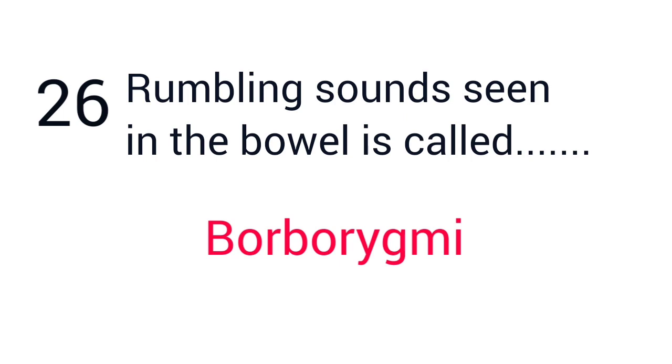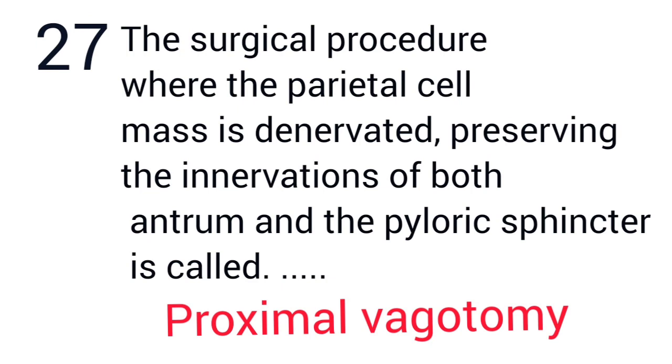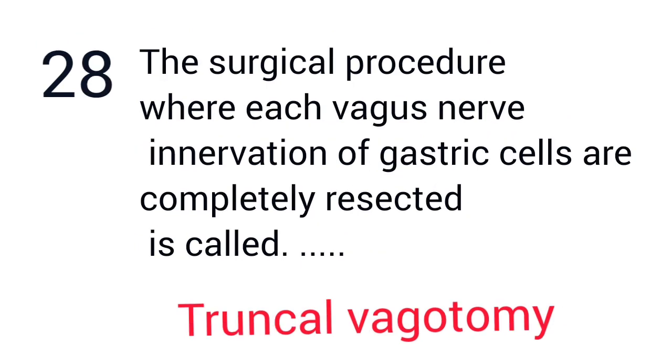Rumbling sounds seen in the bowel is called borborygmy. The surgical procedure where the parietal cell mass is diverted, preserving the innervation of both antrum and the pyloric sphincter, is called proximal vagotomy. The surgical procedure where each vagus nerve innervation of gastric cells is completely resected is called truncal vagotomy.